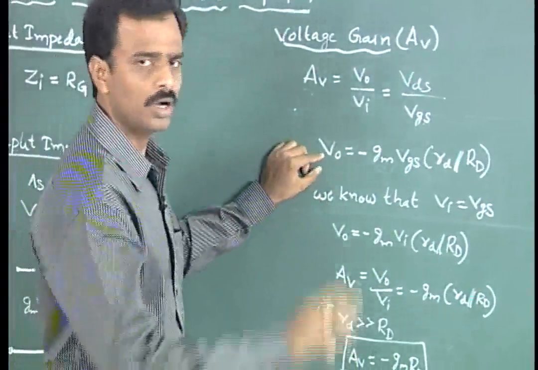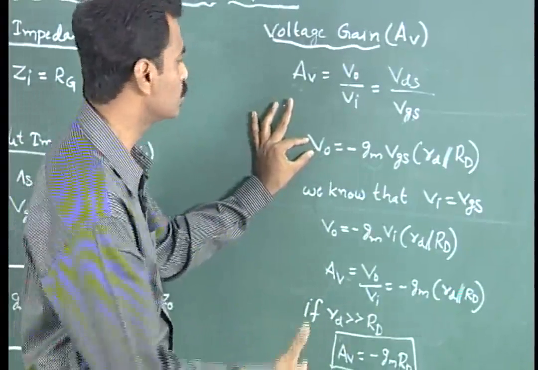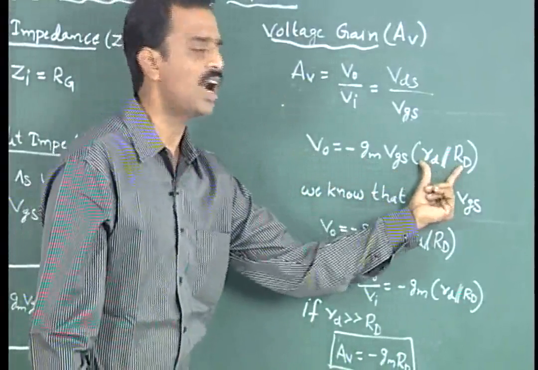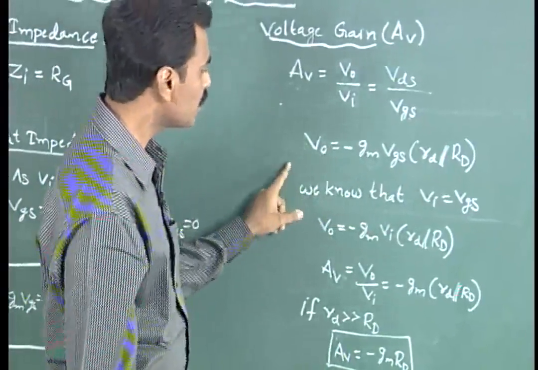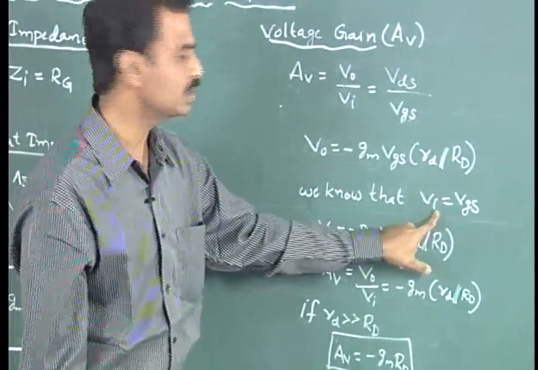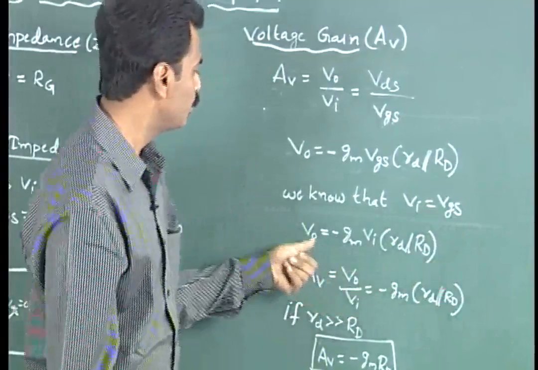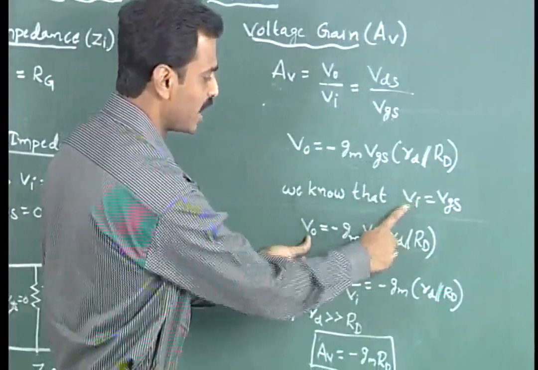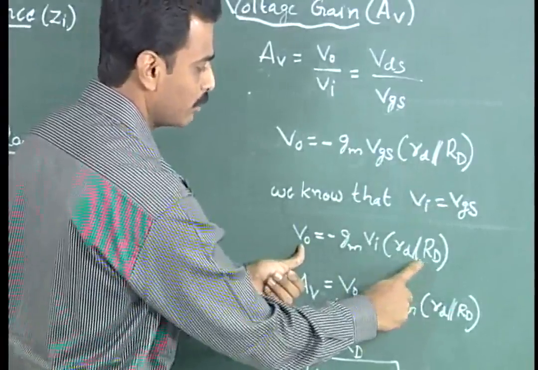Coming to V0, to calculate the output voltage of the circuit, just apply the loop equation for the output circuit. We get V0 equal to minus gm VGS into RD parallel with RD. So this gives the output voltage. Now, Vi is whatever input voltage we are applying to the circuit, which is the voltage between the gate and source. So Vi is equal to VGS. Replacing VGS by Vi, V0 is equal to minus gm Vi, and then RD parallel with RD as it is.